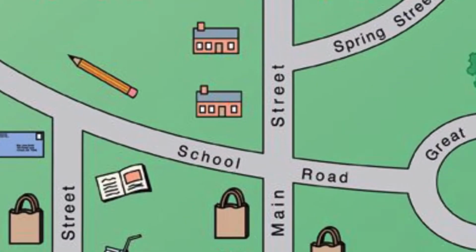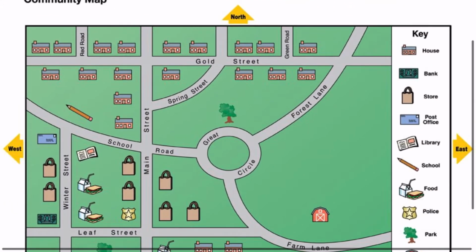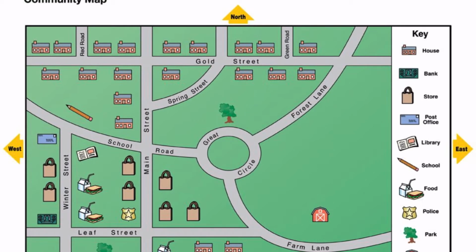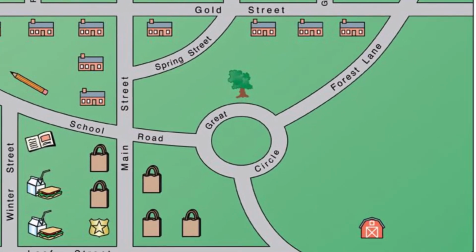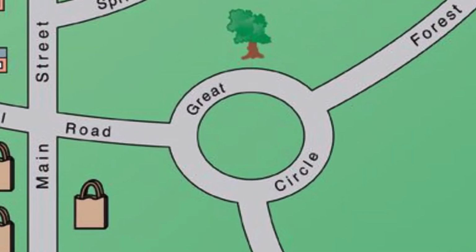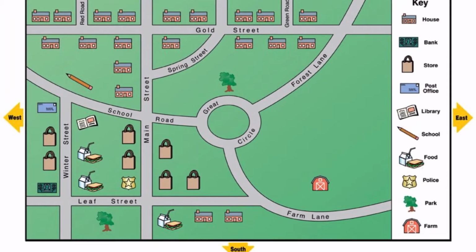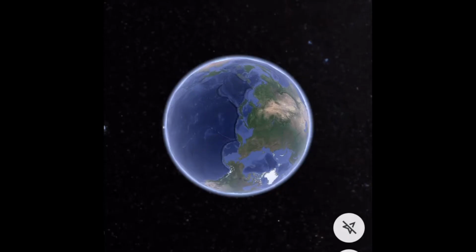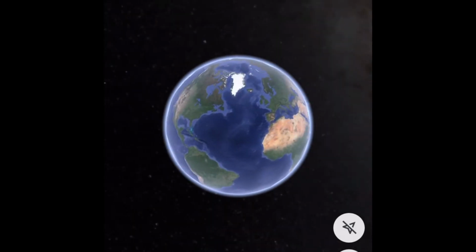Good. Now, thanks to our legend, we know this pencil is actually a school. Okay, and we wouldn't know that without this legend. All right, and we're going to think, where is this pencil in relation to this tree? The pencil is actually to the west of the tree. We're going to use Google Earth to be able to see your school, Wilkesboro Elementary School.